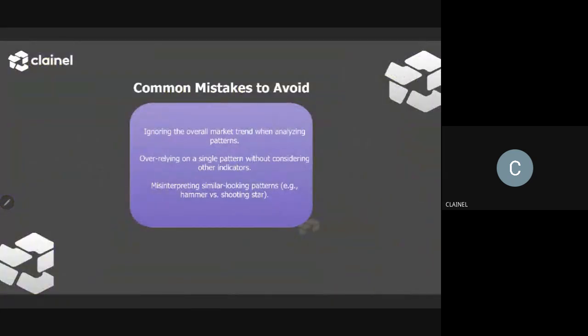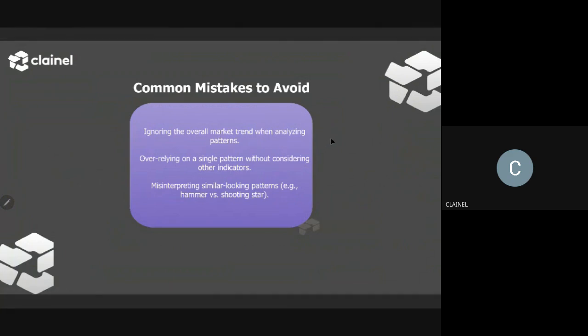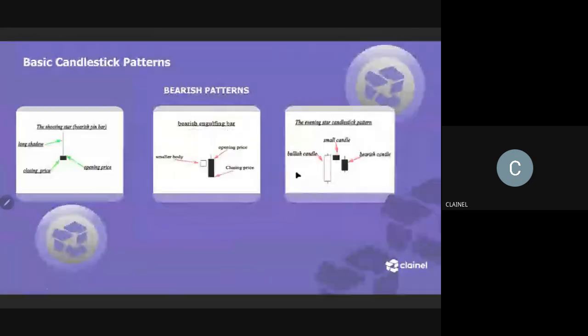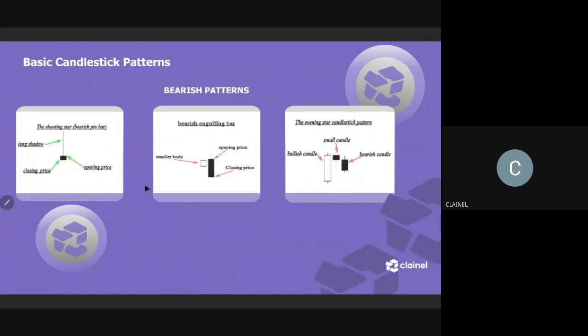So moving on, common mistakes to avoid while trading chart patterns. Ignoring the overall market trend when analyzing patterns. Over relying on a single pattern without considering other indicators. Misinterpreting similar looking patterns, e.g., hammer or shooting star. If it's not there, it's not there. You have to see price rejection like this. You have to see a nice weak rejection when identifying your hammer or your shooting star. If it's not there, it's not there.